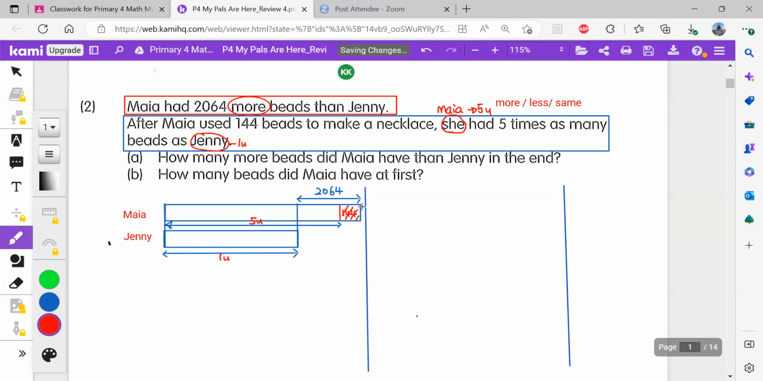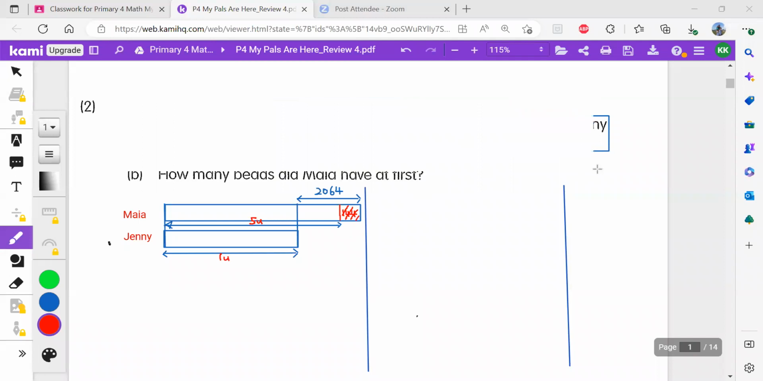Okay, anything else I can draw? No, that's all I can draw. So now I'm going to just look at the model and not ignore the question totally. I'm going to block out the question as much as I can and just stare at this model. Is there any other information I can find from this model that I have just drawn?